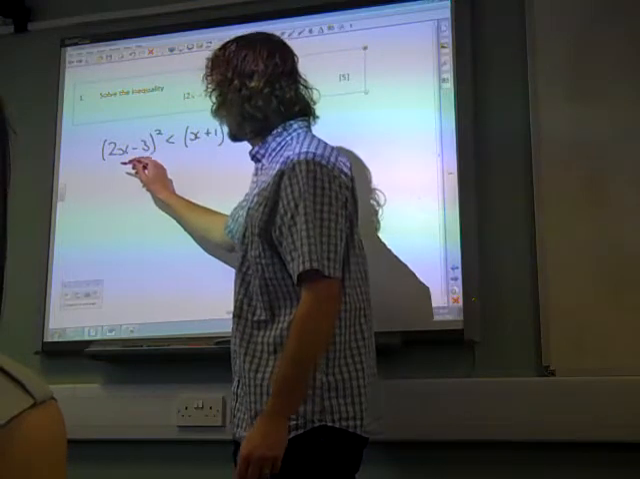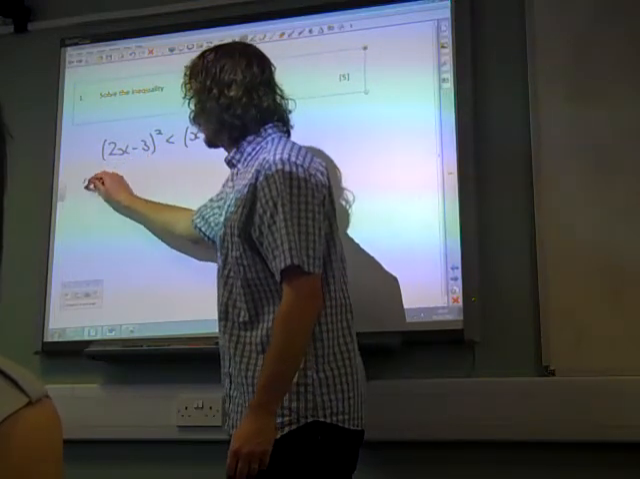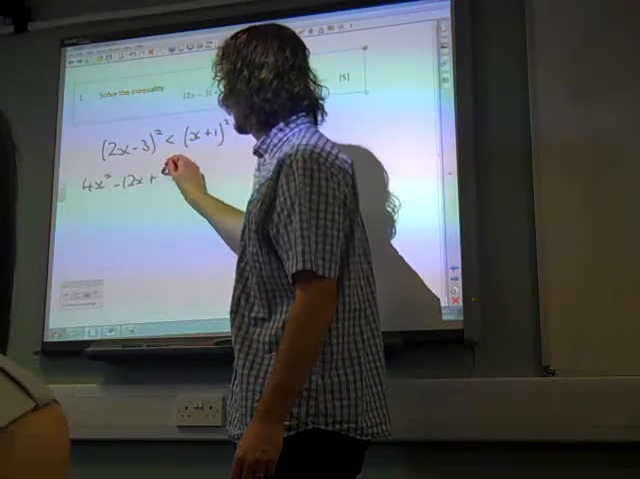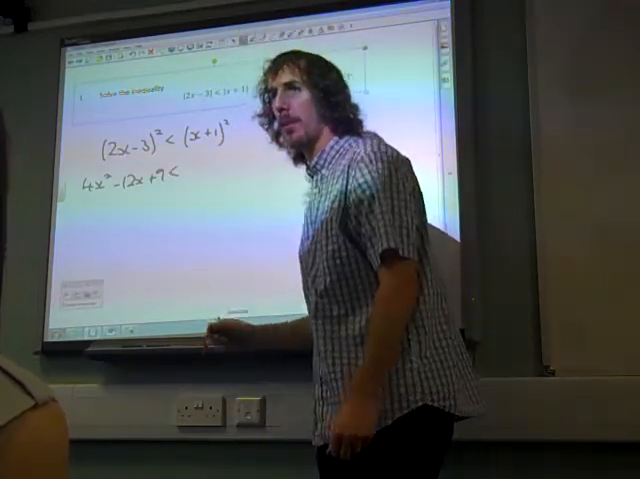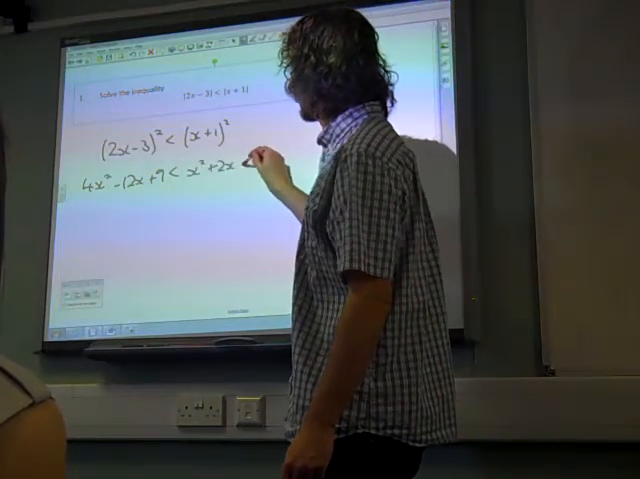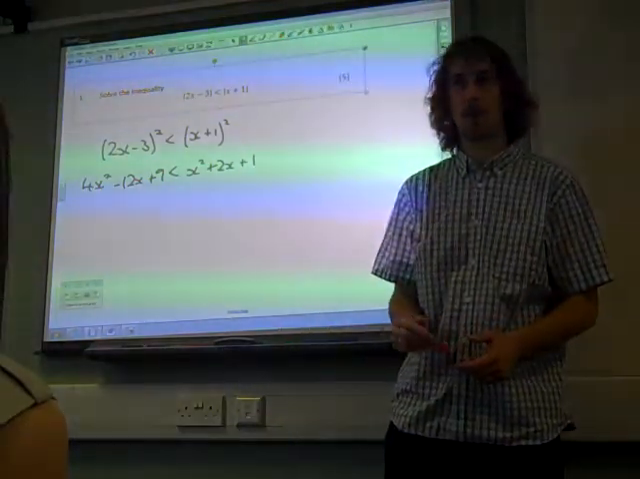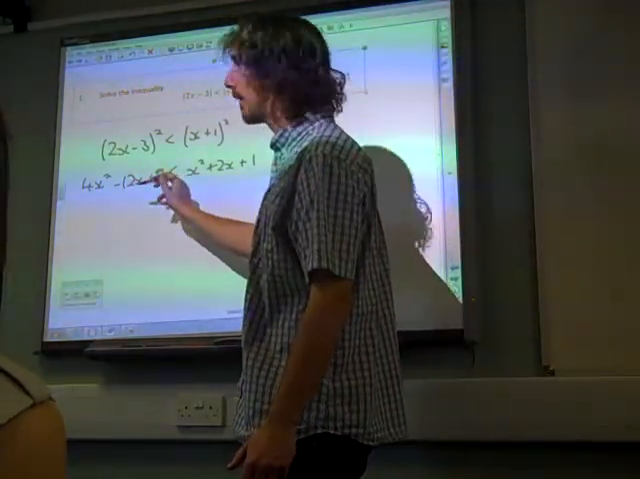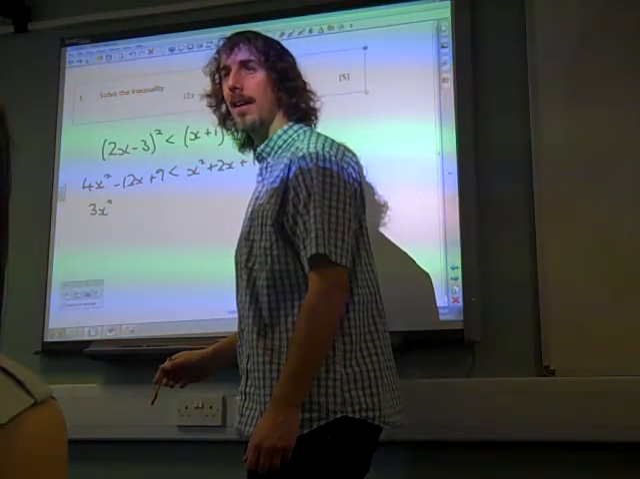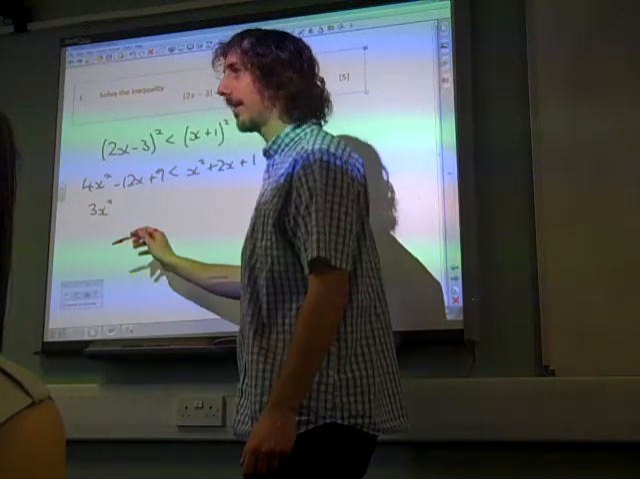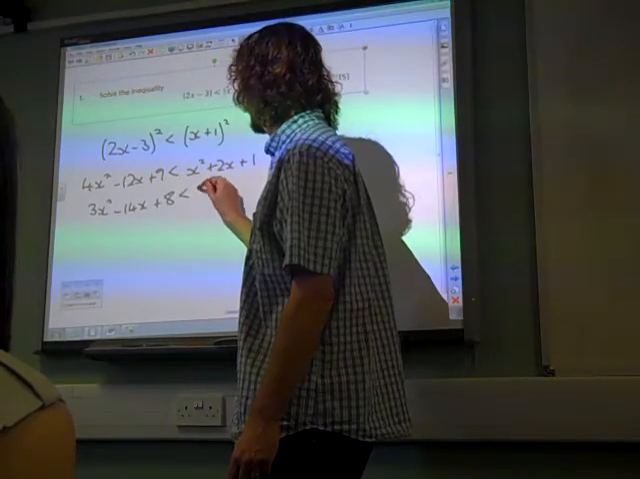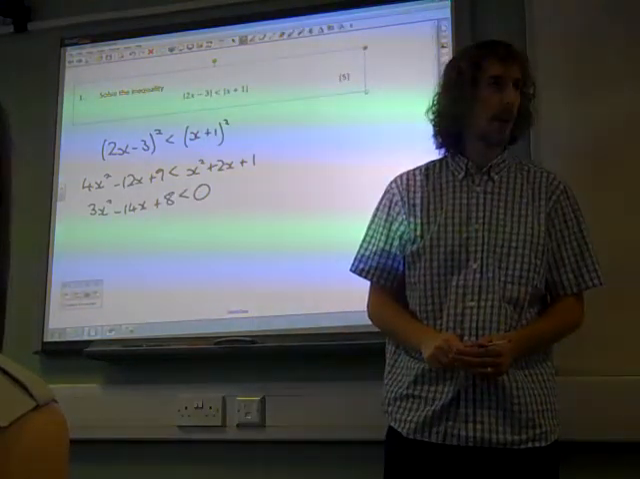Square both sides, we would get 4x squared minus 12x plus 9. Square both sides here, we get x squared plus 2x plus 1. We want to throw everything over to one side. And so we get that, I think. Is that right? Yeah. Which then factorises.